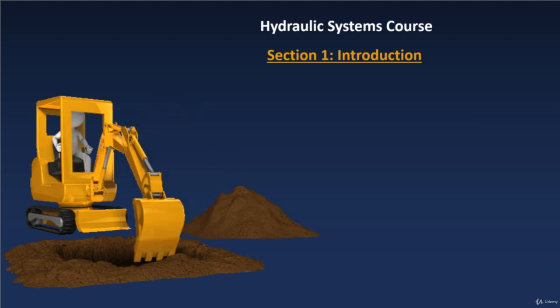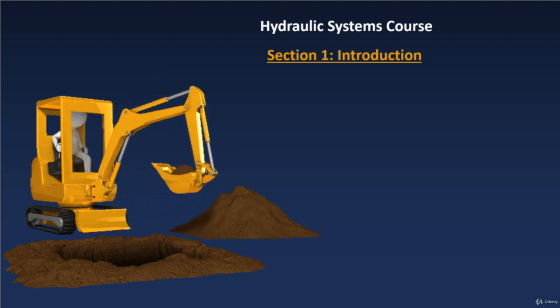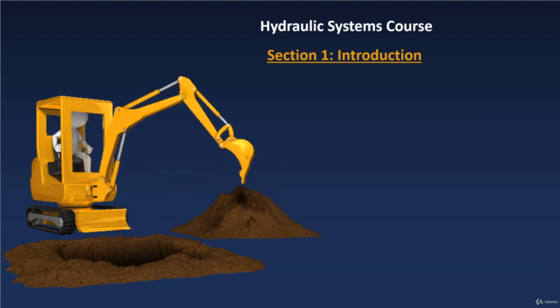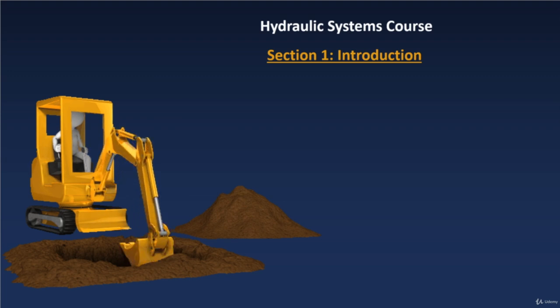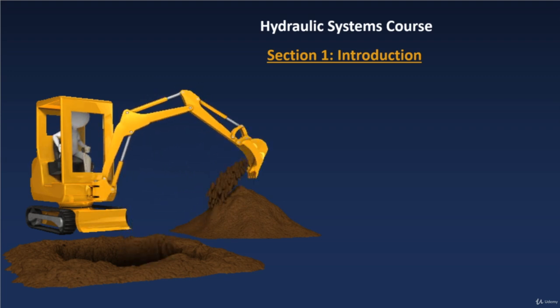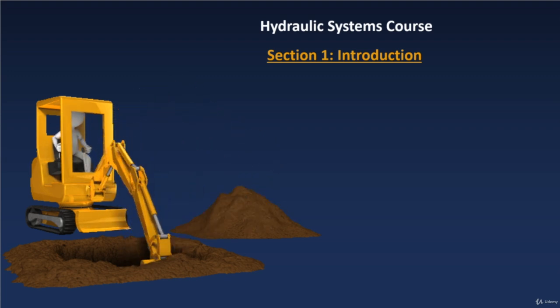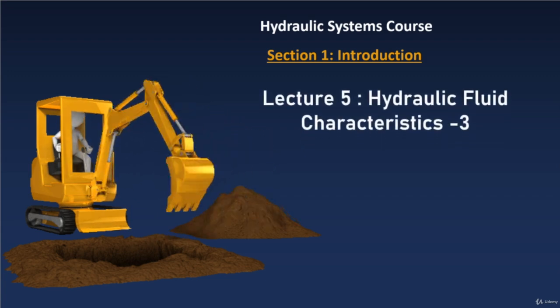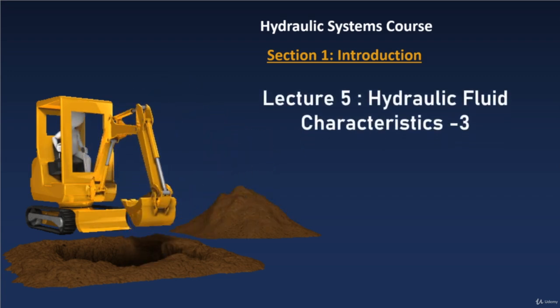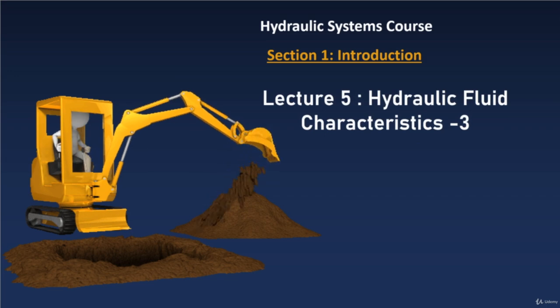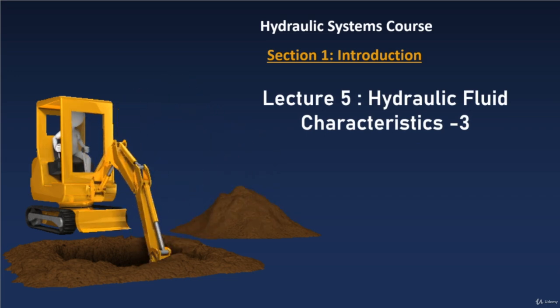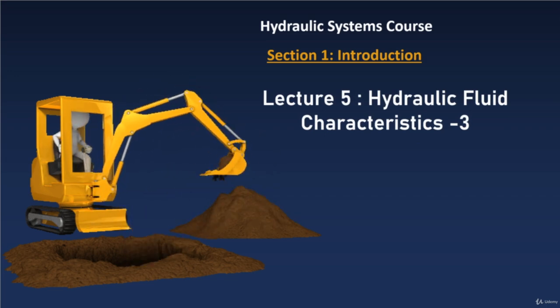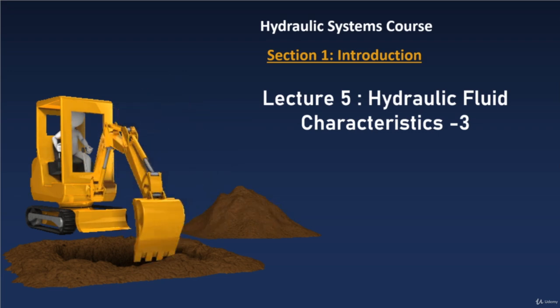Also, at the end of the previous lecture, we demonstrated an example of how to calculate the distance moved by a piston when a force is applied to an enclosed system. In this lecture, we will talk about the relationship between force, pressure, flow, and speed combined together. So let's start with lecture number 5, hydraulic fluid characteristics. This will be the last part in this topic.